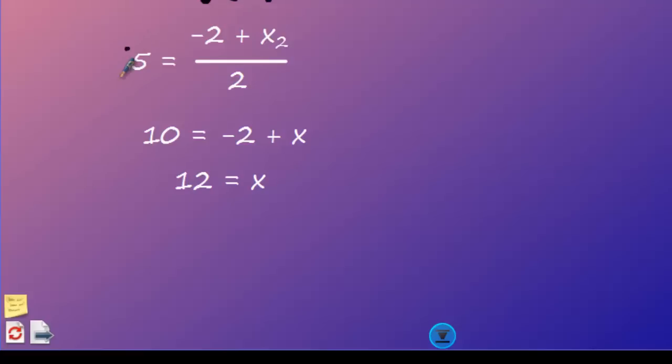Okay, so let me just kind of write this down. So if I multiply this by 2, and then I multiply this by 2. Okay, so these 2's reduce to 1, that's why this is left, and then 2 times 5 is 10. So I get the x-coordinate here is 12.